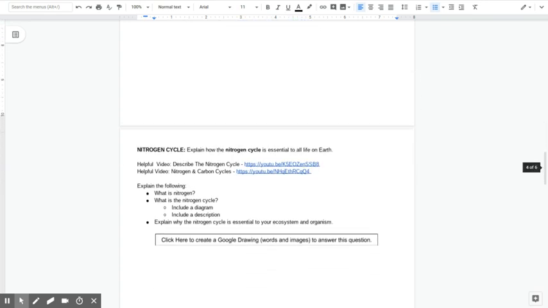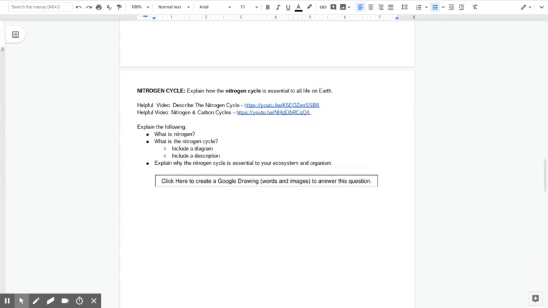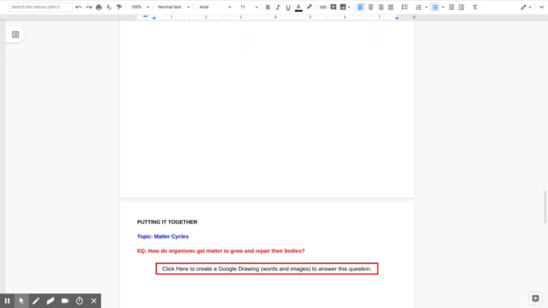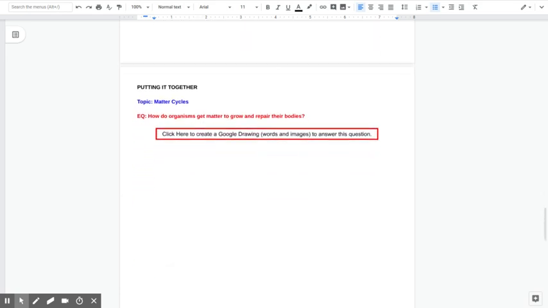Finally, the last part here is on the nitrogen cycle and explaining how nitrogen is important to your ecosystem and organism. Much like the other cycles, you'll be explaining what nitrogen is, all of that within a Google Doc. Finally, you'll bring it all together, try to get all 4 different cycles, put them in one Google Drawing, so in one spot, and that will be the conclusion to part 3.